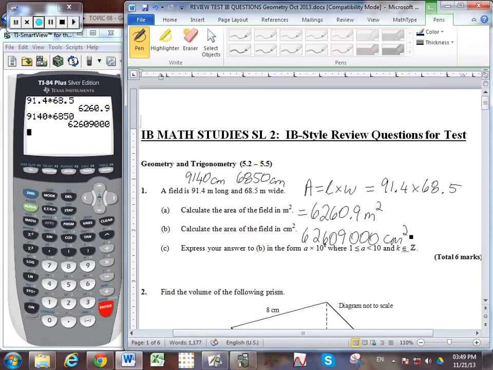62,609,000 centimeters squared. Another approach, though, would have been to take our meters squared and convert that directly into centimeters squared. So to do that, 6,260.9 meters squared. Now if I'm going to multiply by 100 centimeters per meter, at this stage my meters don't cancel out. I've got a meters and another meters over here. So for my meters to cancel out, I need to multiply by 100 centimeters per meter twice. Now I've got meters squared in the bottom, which cancels with meters squared on the top.